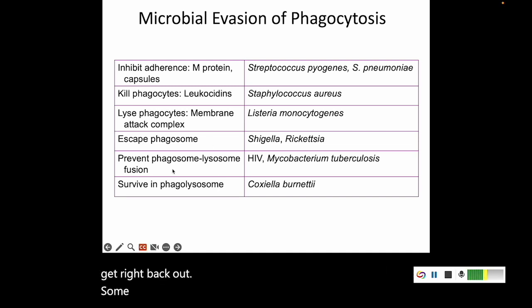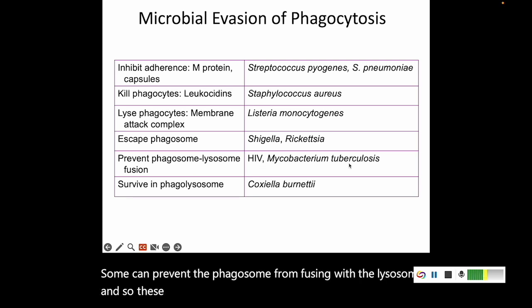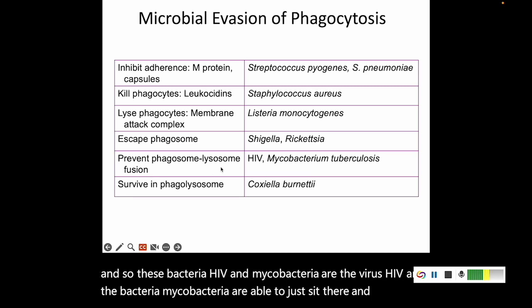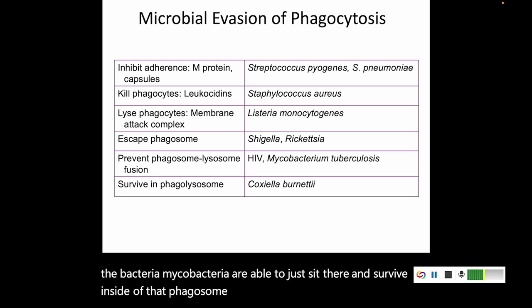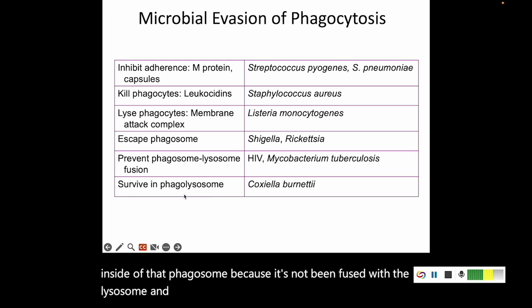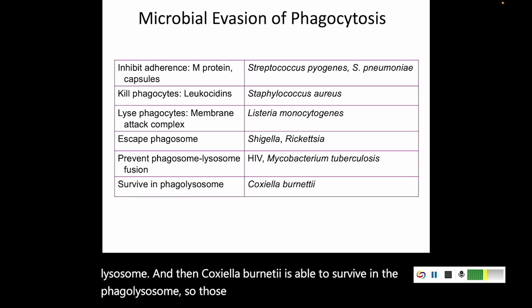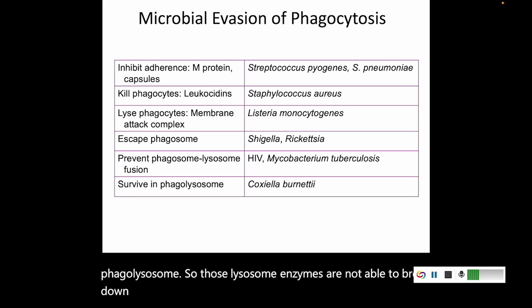Some can prevent the phagosome from fusing with the lysosome. And so these, HIV and mycobacteria, or the virus HIV and the bacteria mycobacteria, are able to just sit there and survive inside of that phagosome because it's not been fused with the lysosome. And then Coxiella burnetii is able to survive in the phagolysosome. So those lysosome enzymes are not able to break down that bacteria.